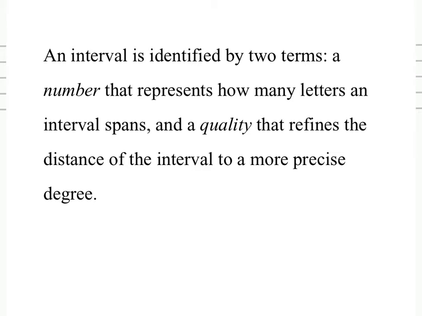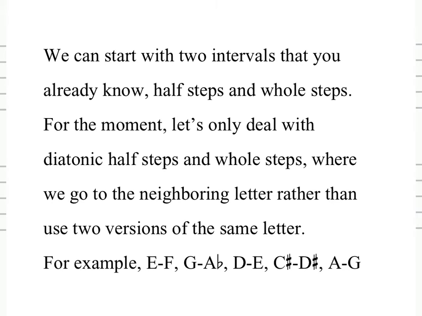An interval is identified by two terms: a number that represents how many letters the interval spans, and a quality that refines the distance of the interval to a more precise degree. We'll illustrate that by starting with two intervals that you already know, half steps and whole steps. For the moment, let's only deal with diatonic half steps and whole steps.